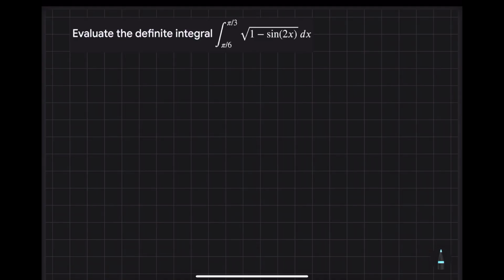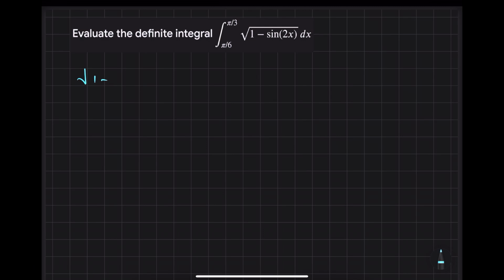Okay, so we got this situation to handle. We have to integrate from pi by 6 to pi by 3 root over 1 minus sine 2x. Just be very slow and look at the question. We have to manipulate this question. So the question is root over 1 minus sine 2x.